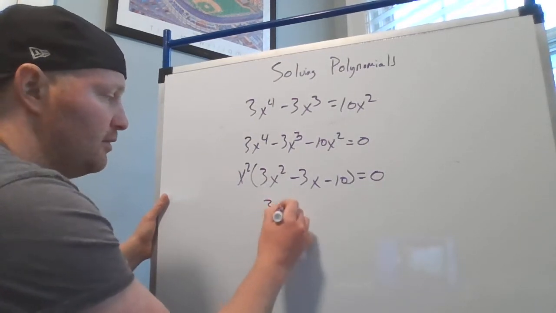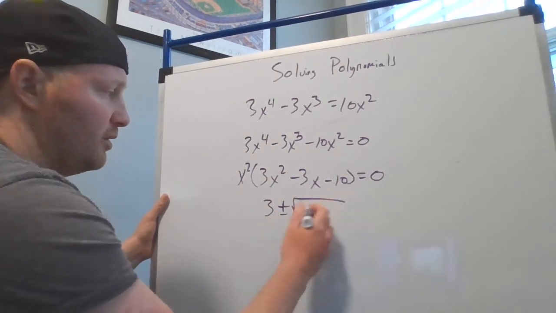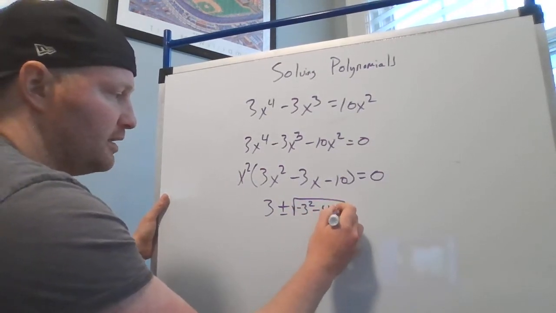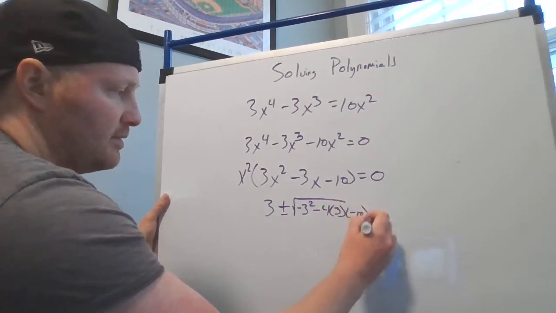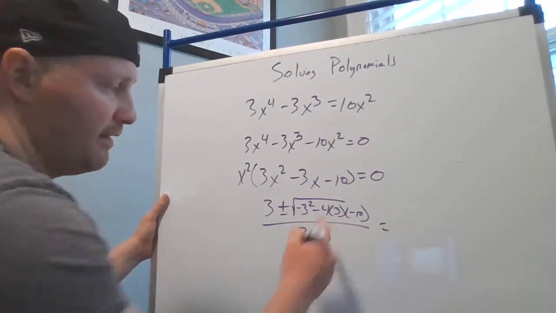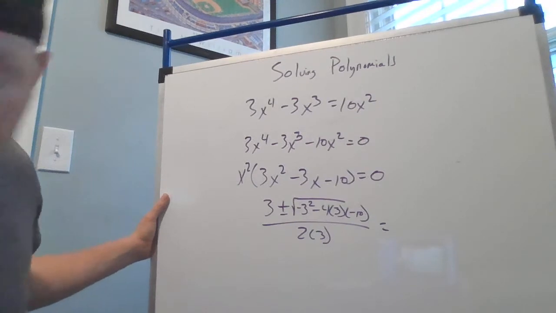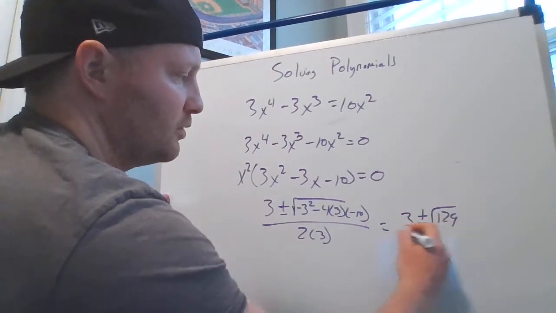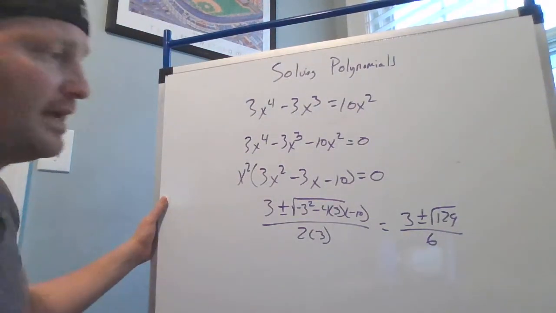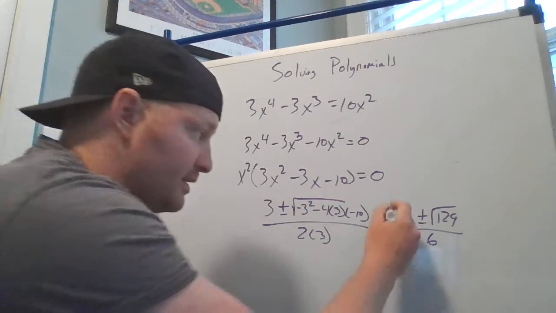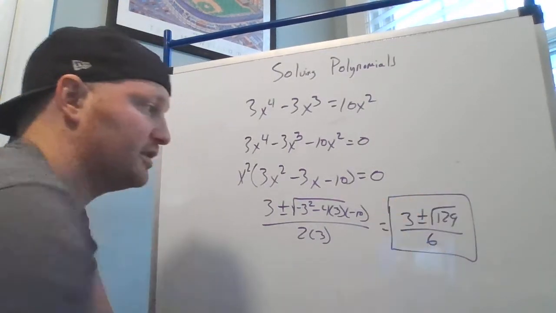Opposite of b, 3 plus or minus square root of negative 3 squared minus 4 times 3 times negative 10 all over 2 times 3. I've already done this math, and when you do this math, you get 3 plus or minus square root of 129 over 6. And because 129 does not break down any further, this is all finished.